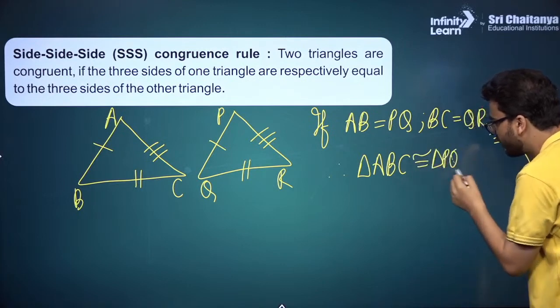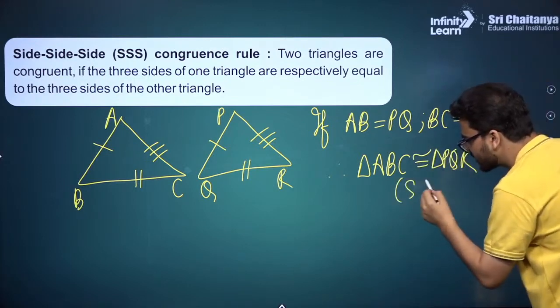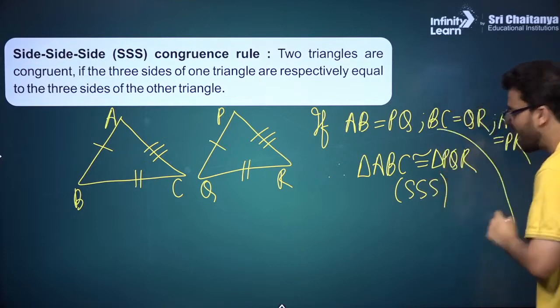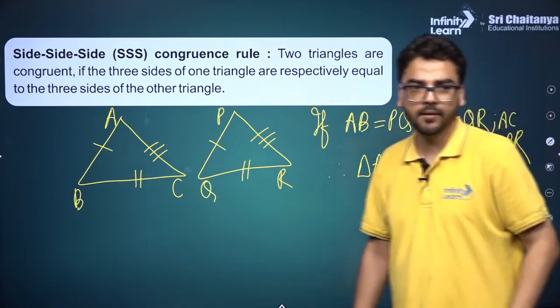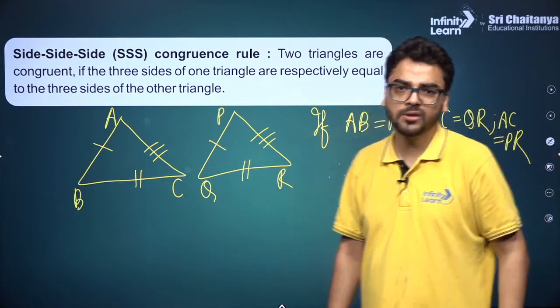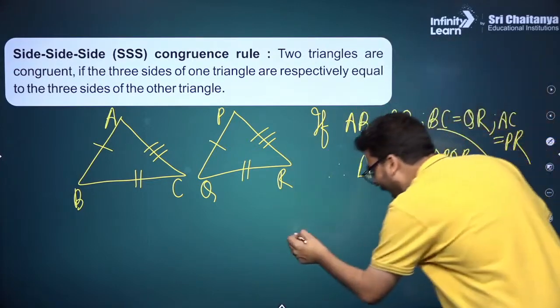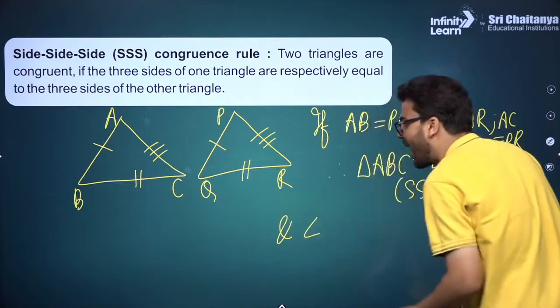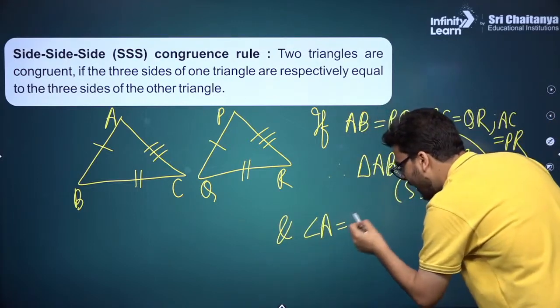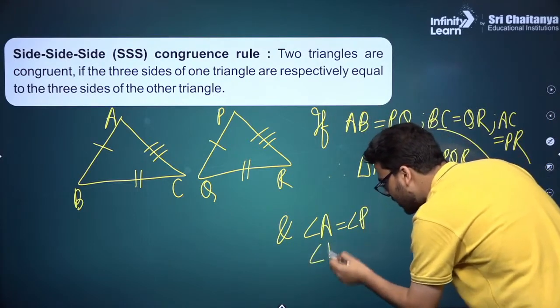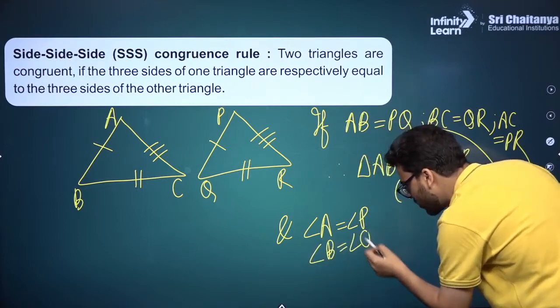And the reason being what, guys? The reason being SSS congruency criterion. I hope this is clear. Okay, I'll explain that, Abhimanyu. So the triangles will be congruent by SSS congruency criterion, and if they are congruent, corresponding angles will be equal as well. A is equal to P, B is equal to Q, and C is equal to R.